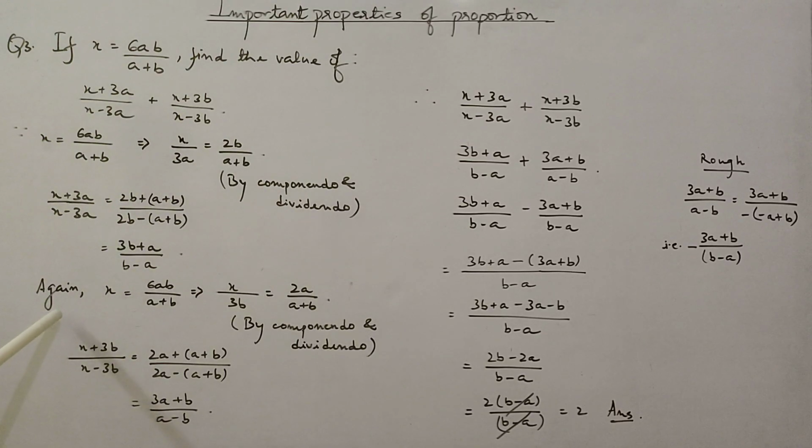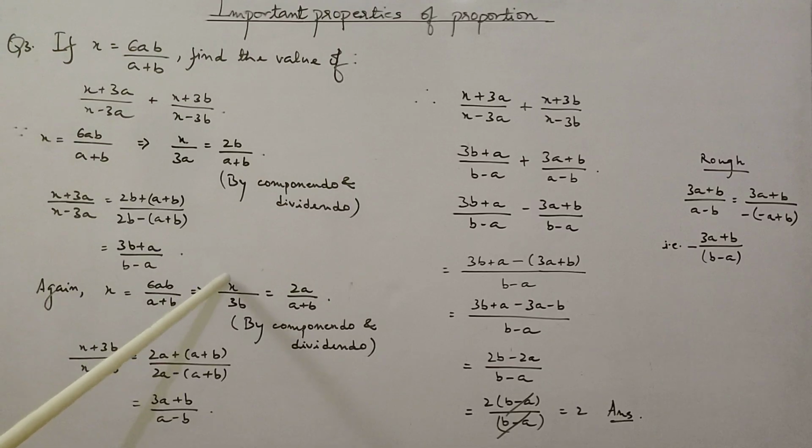Again, from the equation that is given to us, x is equal to 6ab upon a plus b. Again, I am going to split this term into 3b into 2a. 3b into 2a is again 6ab, and if I bring this 3b by cross multiplying to the other side of the equal to sign, it will be x upon 3b is equal to 2a upon a plus b.